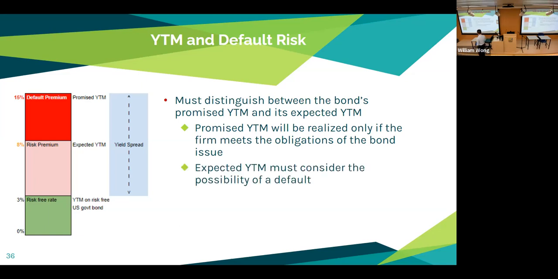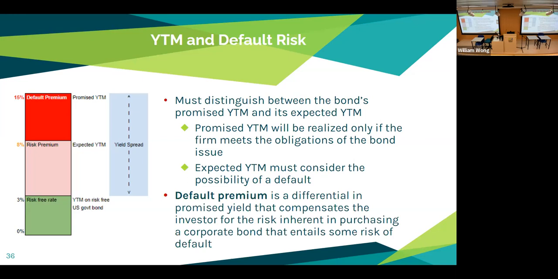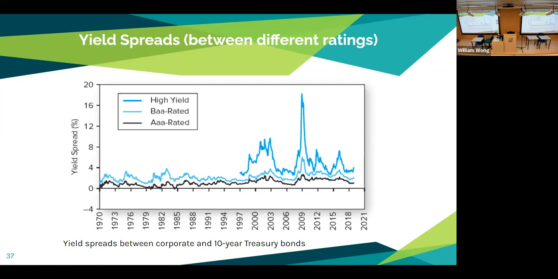You have to know what's going on with the expected and not expected, but the promised, like here. But focus on the default premium and also the risk premium, like the range that you need to understand. The default premium is the worst case scenario.